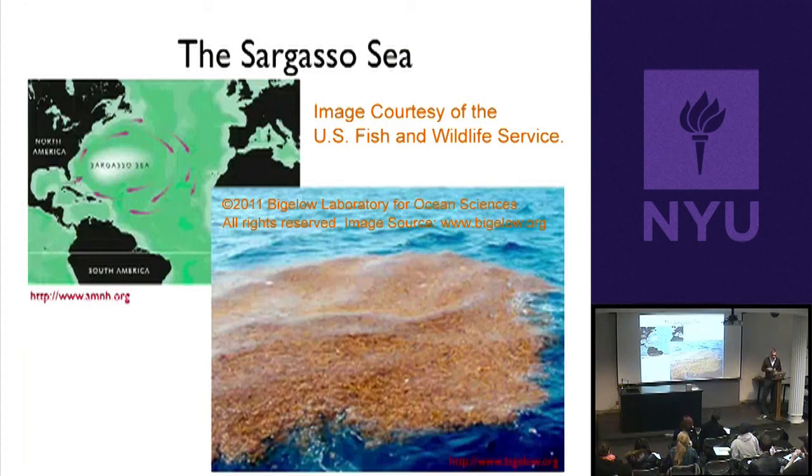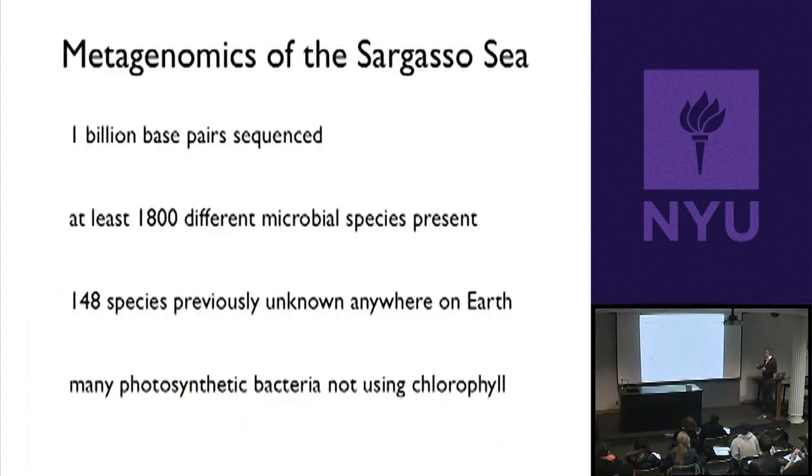They got 1,000 gallons of seawater from this area. They sent it through the filter. They sent it back to the lab. And then they sequenced it as if it were the human genome. So they sequenced in total 1 billion base pairs of DNA. So on the scale, basically, of the human genome.